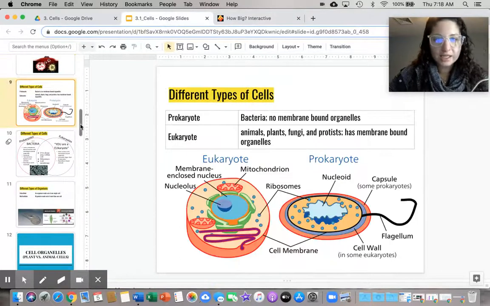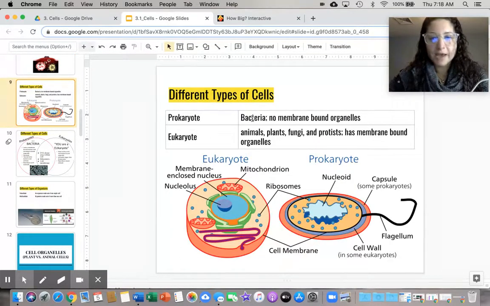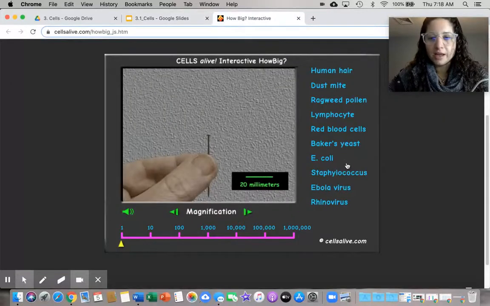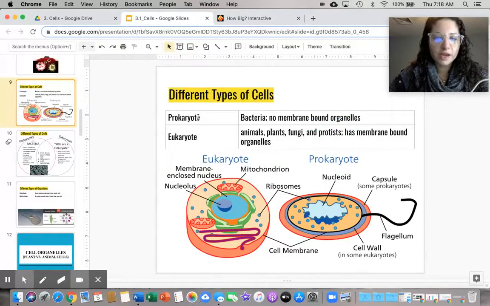So let's get into the different types of cells. We have a prokaryotic cell, which is a bacteria cell. And the examples were, what did we have? We had the Staphylococcus bacteria and what was the other one? Why can't I remember it? And the E. coli bacteria. So those are both prokaryotic cells.